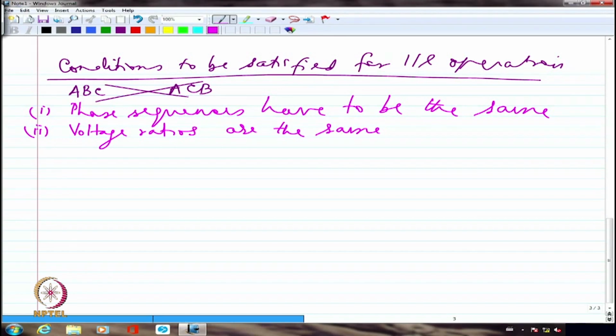Right? The third condition that needs to be checked before connecting is the polarity. That is the dot we talked about. So the dots have to be connected together and the non-dot terminals have to be connected together. So we have to make sure that the polarity is checked properly.